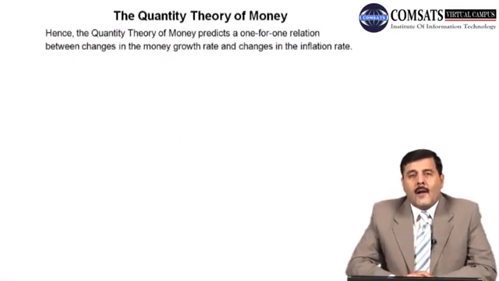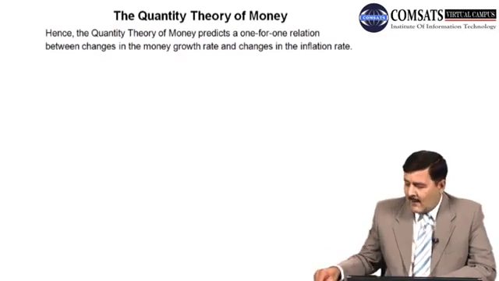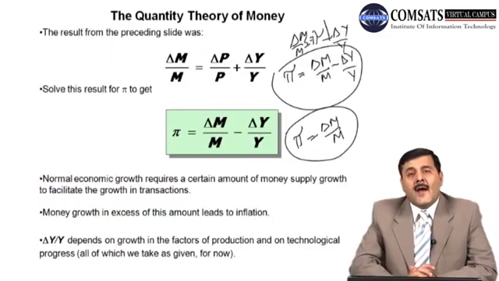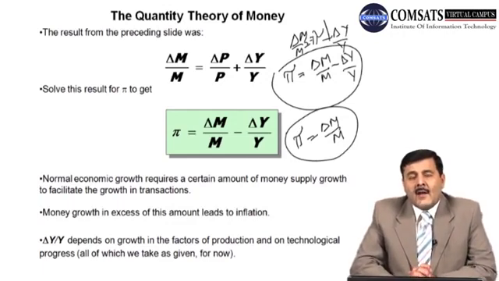So this is what we want to learn in today's lecture. तो हमने अभी देखा है last slide में कि हमने क्या conclude किया है कि we have concluded that with the help of QTM we can determine a 1-to-1 relationship between prices, between the inflation rate and the growth rate of money supply, and that was the objective of today's lecture.